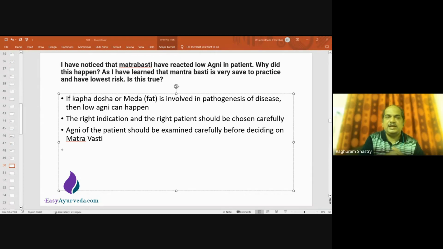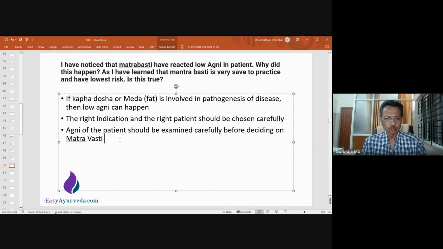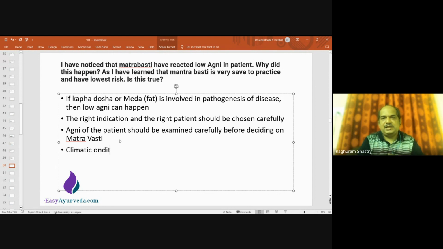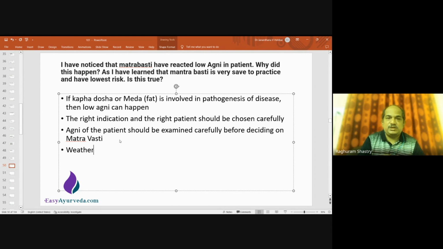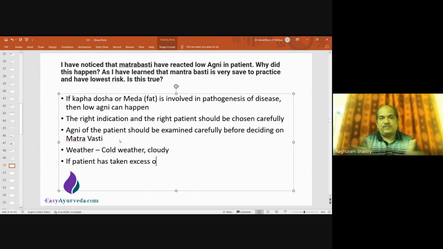These are some of the conditions, or climatic conditions, such as excessive cold, shita kala. In that particular condition also, when matra vasti is given, or if matra vasti is given to a person who has taken snigdha ahara, food which has oil and ghee in excess, or the previous day the person has taken plenty of food with plenty of oil and ghee, or some fried foods. In all those conditions and many others, many things can come into the way. So these are some of the conditions we can consider for why there may be intolerance or indigestion-related problems after matra vasti, which shouldn't occur generally.